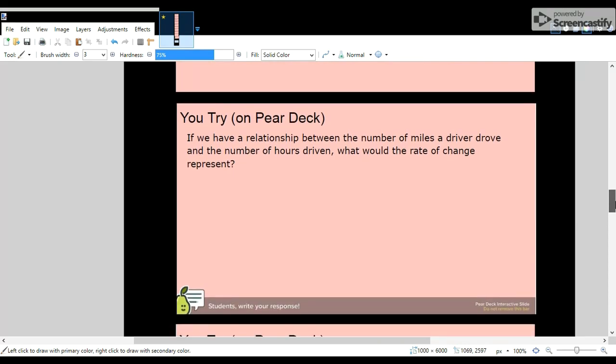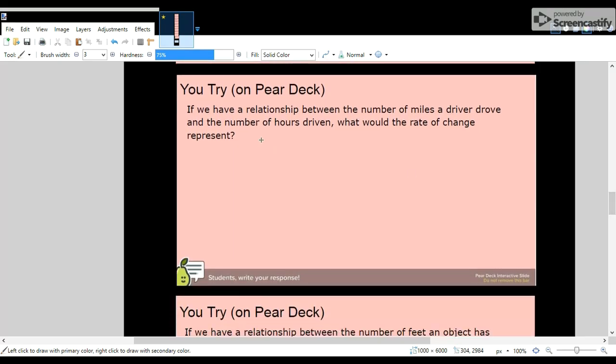Okay, pause the video. Try this one. If we have a relationship between the number of miles a driver drove and the number of hours driven, what would the rate of change represent? Well, you have number of miles, we have number of hours, change in y, change in x. So basically this is saying miles per hour.